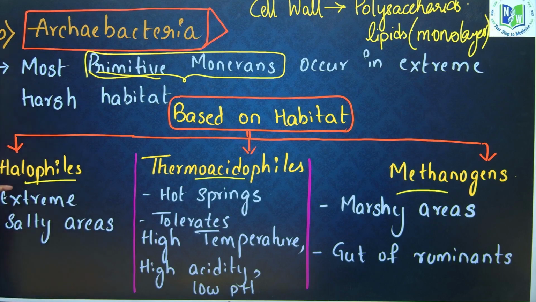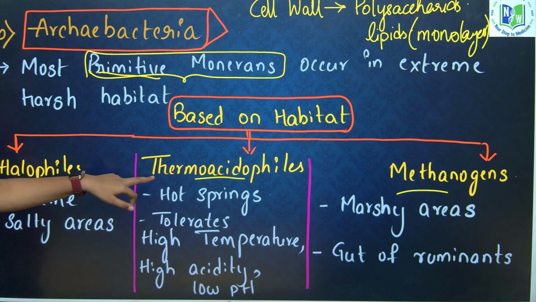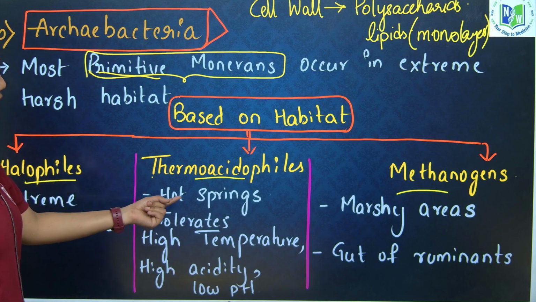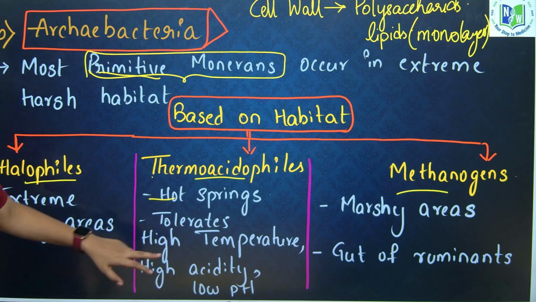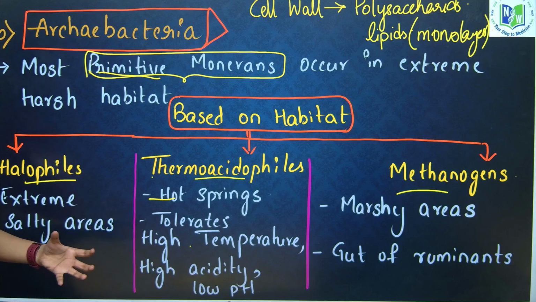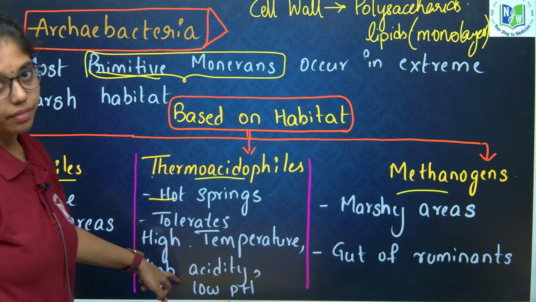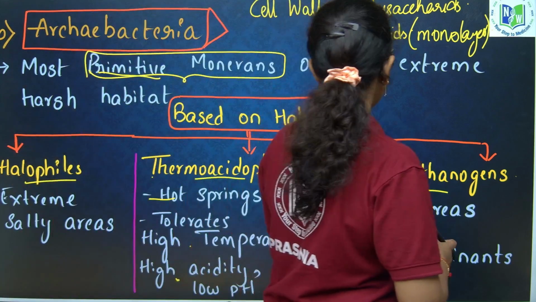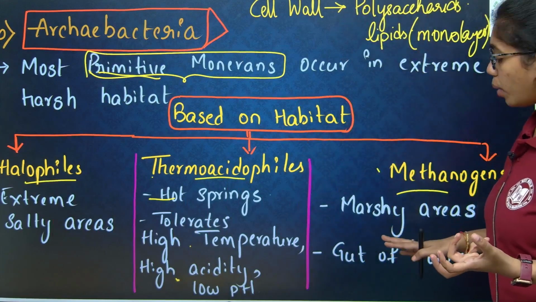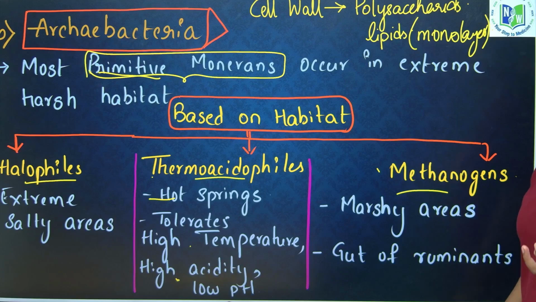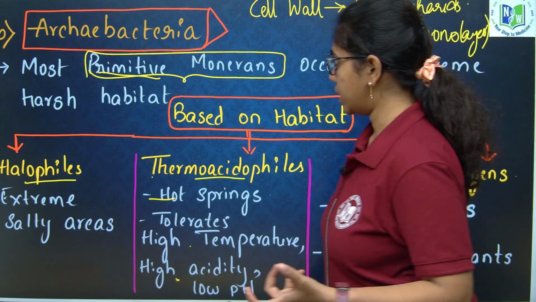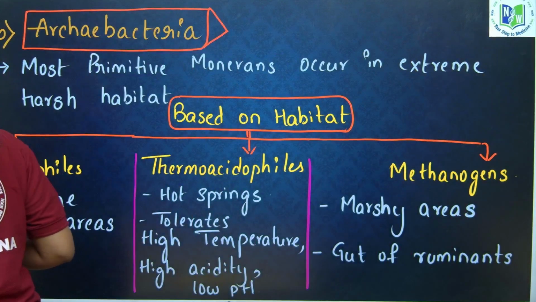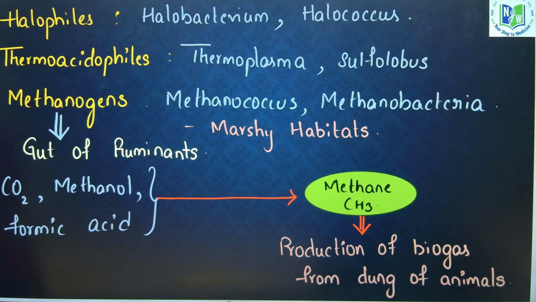Halophiles are those archaebacteria which live in extreme salty conditions. Thermoacidophiles are those bacteria which live in hot springs and tolerate high temperature and high acidic environments, and they can survive in low pH. Methanogens are the bacteria which grow in marshy areas and live in the gut of ruminants, and they are helpful in the synthesis of biogas.